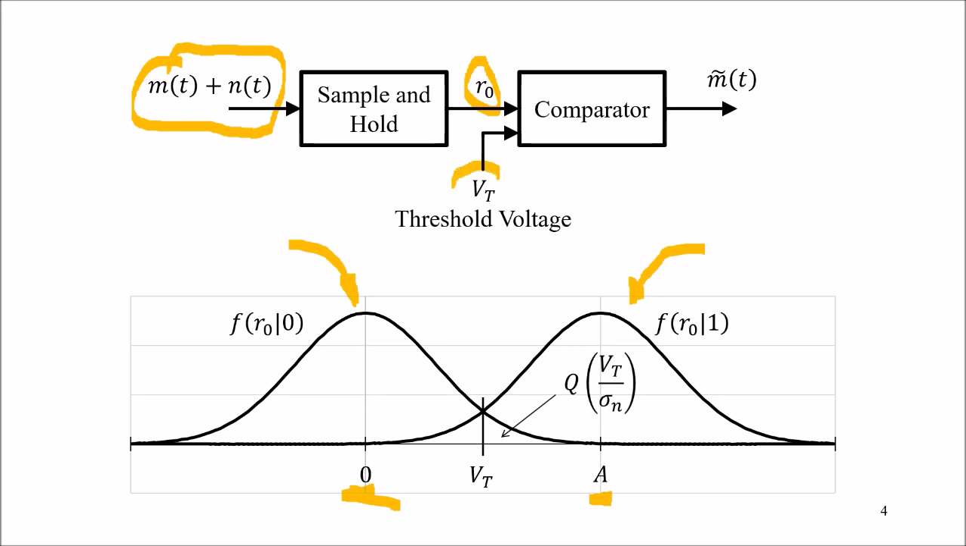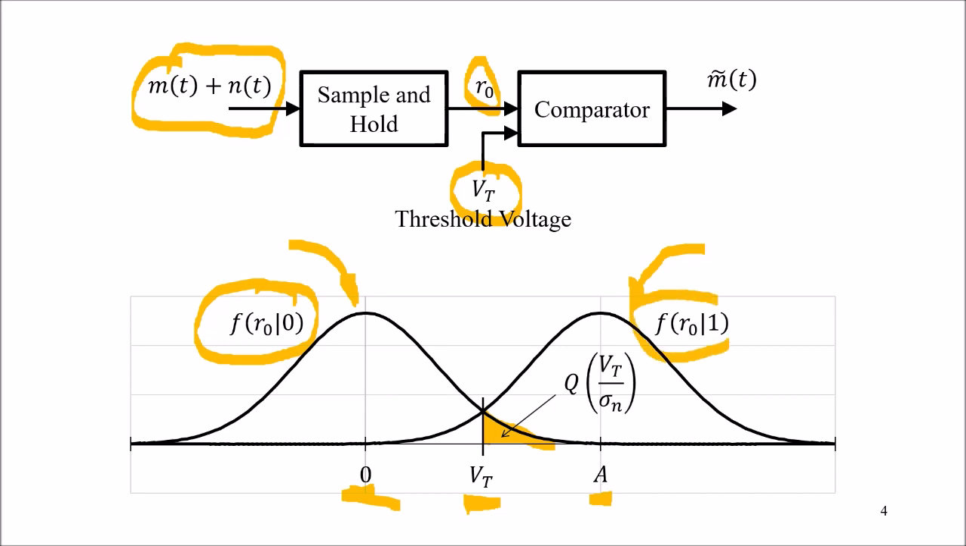And our threshold voltage for the comparator, let's put that right in the middle between 0 and A. So that's going to be A divided by 2. And that seems a reasonable place for the threshold voltage for the comparator. So if we are sending a 0, there is a probability that the instantaneous value of the signal plus the noise will be greater than the threshold, and our intended 0 will be misinterpreted as a 1.